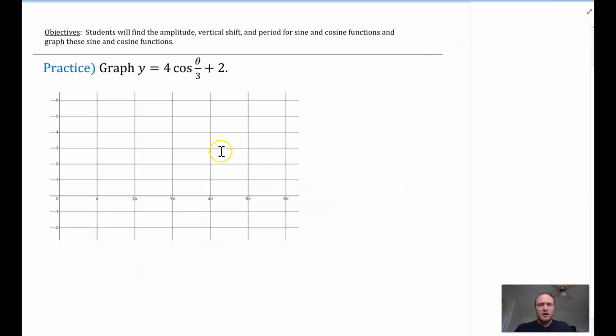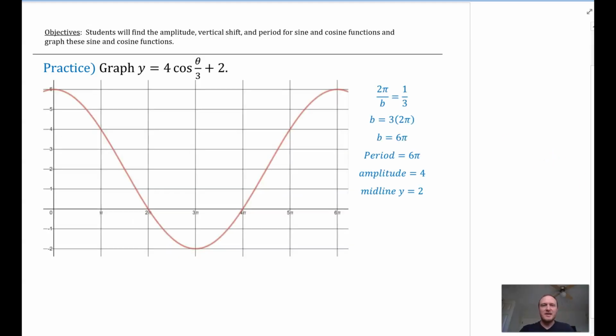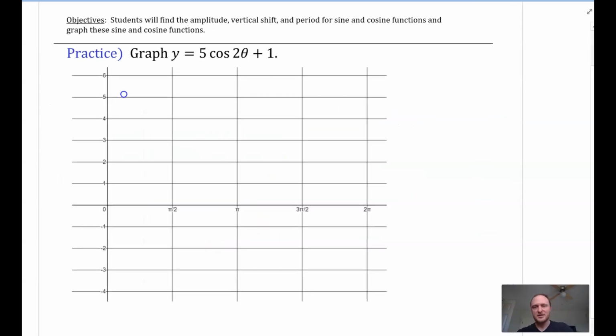All right, here is a practice problem for you. Please go ahead, pause the video, and try this one. All right, so hopefully you tried this one. In this case, your amplitude is 4, your period is 6 pi, and your midline is 2. So hopefully you had a dashed midline on your graph.